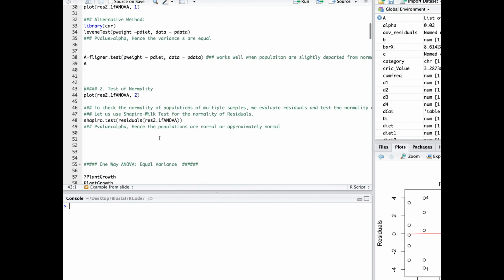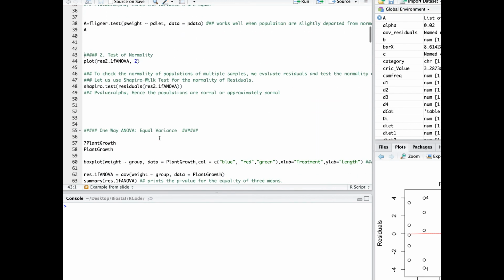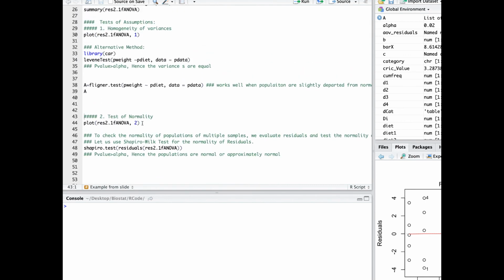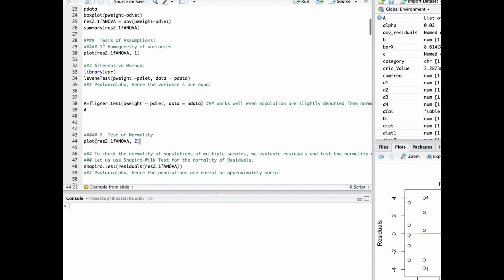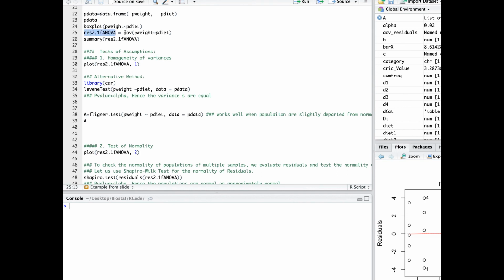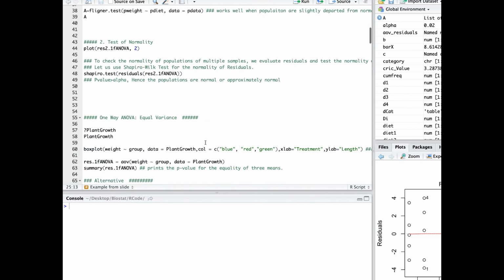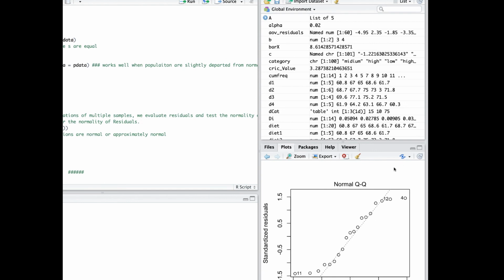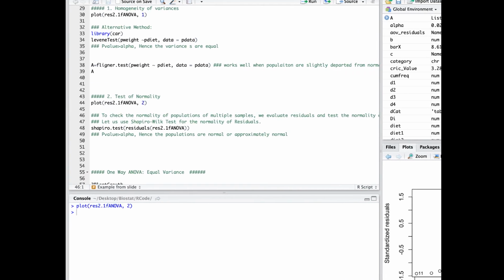Now, next is to test the normality. When I test the normality, what I want to do is plot result 2. This is result 2, right? You see that result 2 here? That's when you apply the ANOVA. So result 2, one-factor ANOVA, and I want to do the normality. So you see that the normality plot, the QQ plot, is like this, but it looks like there are 1, 2, and 3 outliers, right? So let us check whether the normality is obtained or not.